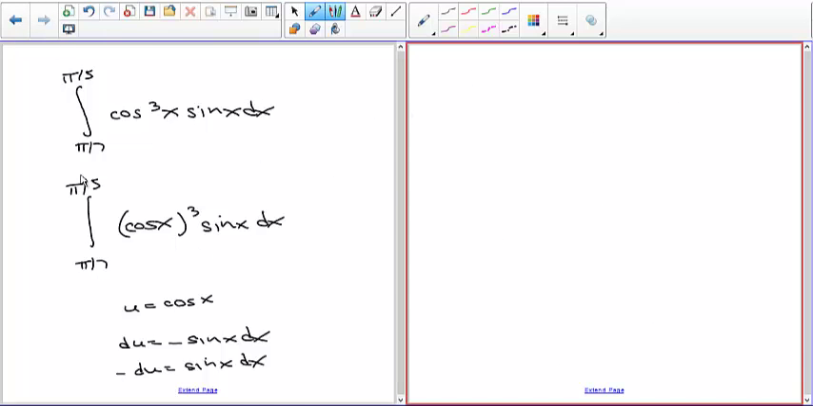Now, because again it's a definite integral, not only are we going to change the variables, but we're going to change the limits. So when x equals pi over 7, u equals the cosine of pi over 7. And that is something, I'll get my calculator here, and for pi over 5, u is equal to the cosine of pi over 5. So you've got to make sure your calculator's in radians.